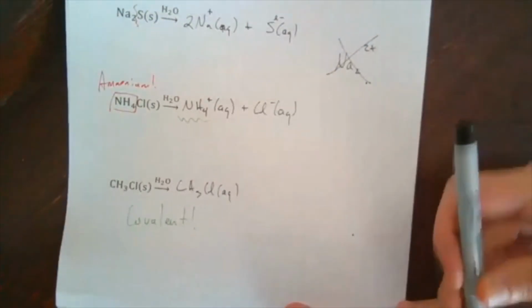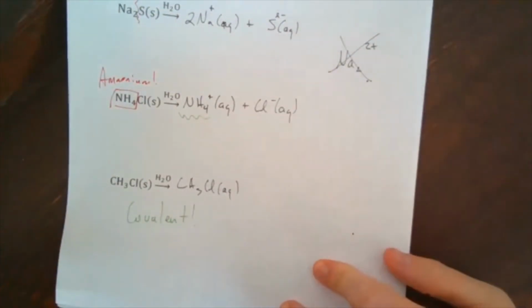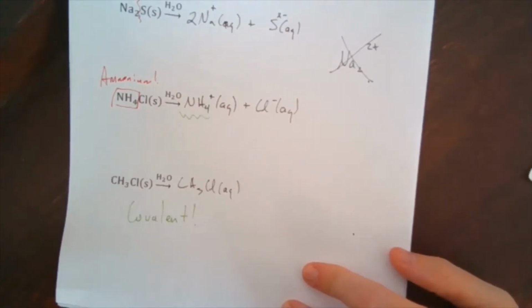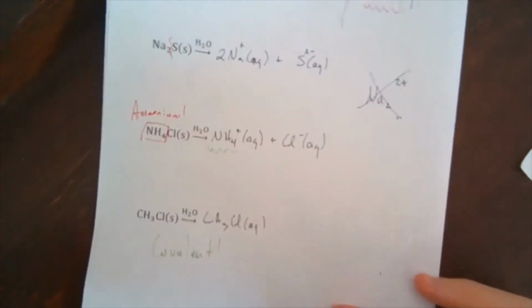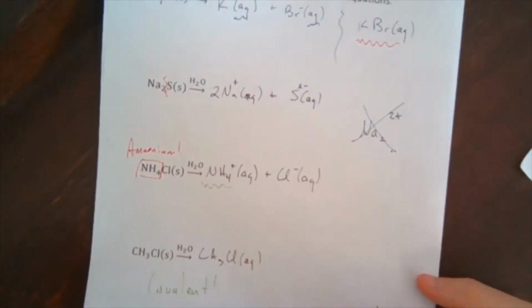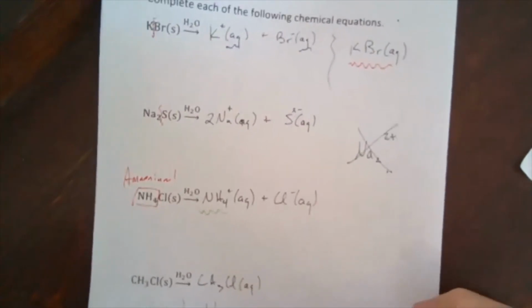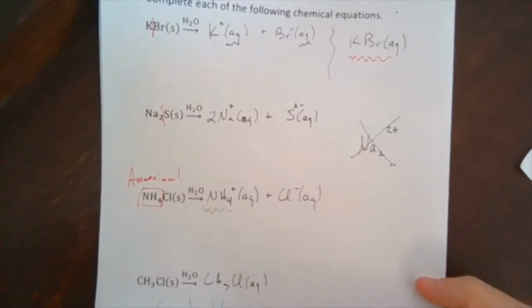So for covalent compounds, we do not break them apart. They stay together. You just change the phase to AQ, reflecting the fact that the molecules are now separated from each other, that were linked together in the solid. So we always want to figure out, is this thing ionic? Is it covalent? And be able to work from there.